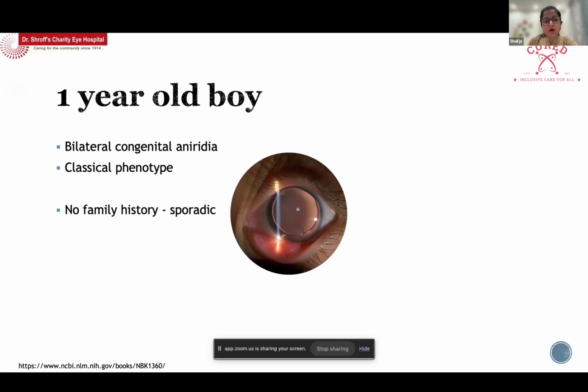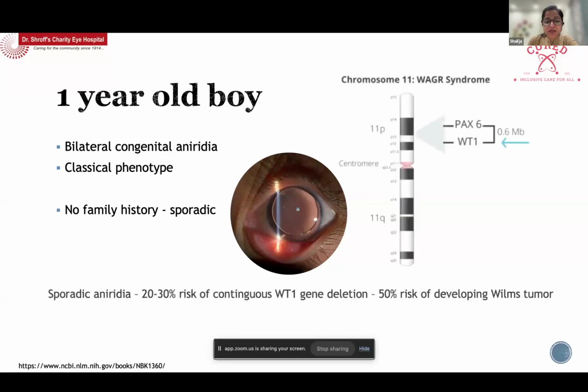So this 1-year-old boy presented to us with bilateral congenital aniridia. This was a classical phenotype where the iris was nearly totally absent, and there was foveal hypoplasia. There was minimal limbal stem cell deficiency at this age, and it was bilateral. But he did not have a family history, so it was a sporadic aniridia.